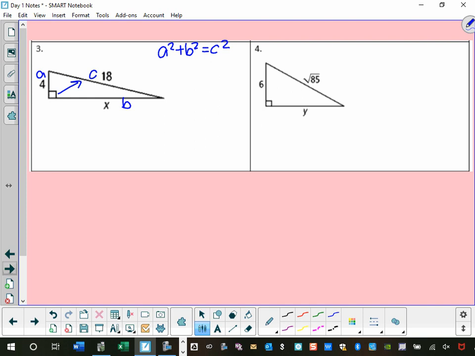All right, so for A, I have 4 squared. For B, I have x squared. C, I have 18 squared.